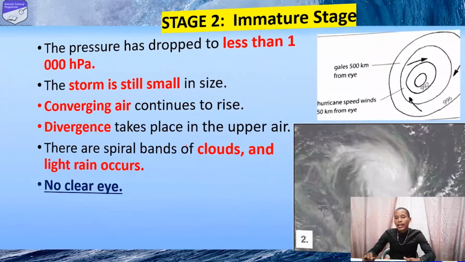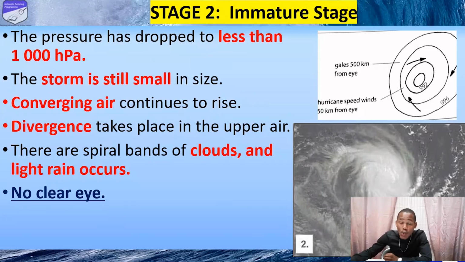Fine. This is stage 2 now. Remember what I said about the pressure in the previous stage? I said the pressure is still above 1000 hPa. In stage 2, the pressure has dropped. It has intensified. Now it's less than 1000 hPa.